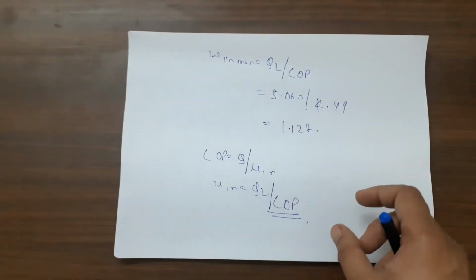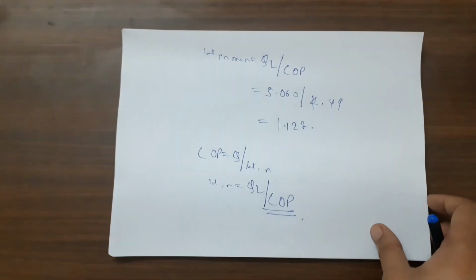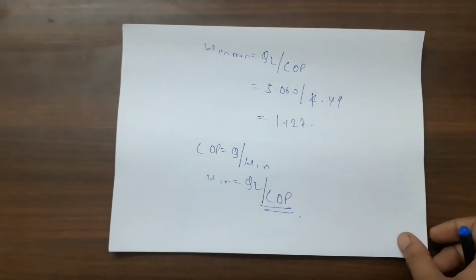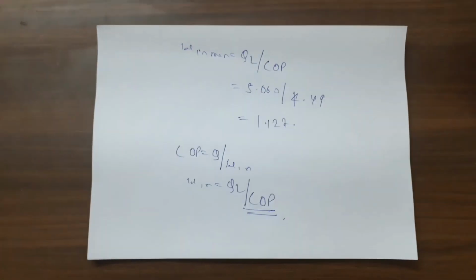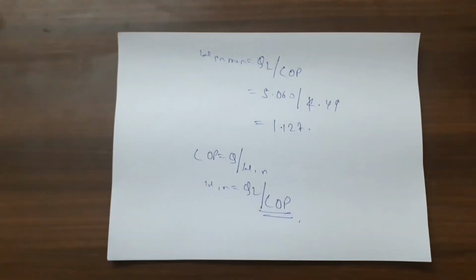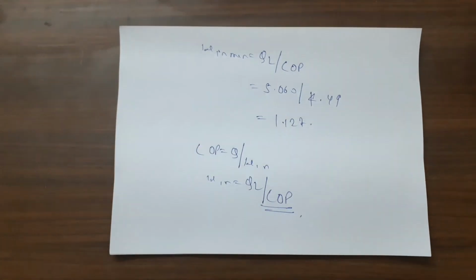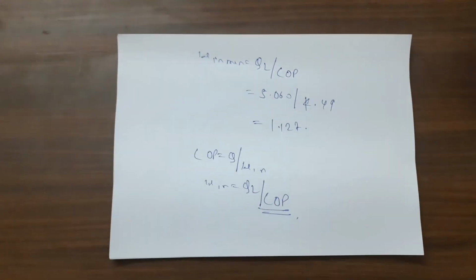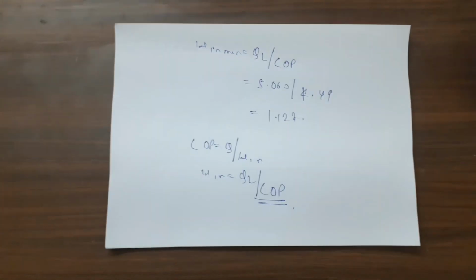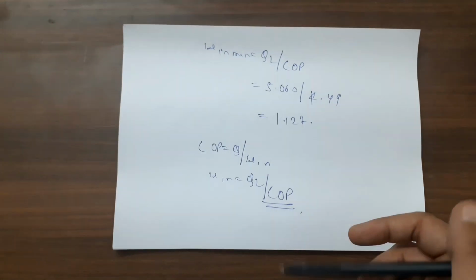Okay, so we know that W is equal to QL upon the coefficient of performance. This formula also we have to remember: W is equal to QL upon the coefficient of performance. Putting both the values, we can easily get the input work which we have to give, or the input power which we have to give. Input work is also equal to the input power which we have to give.